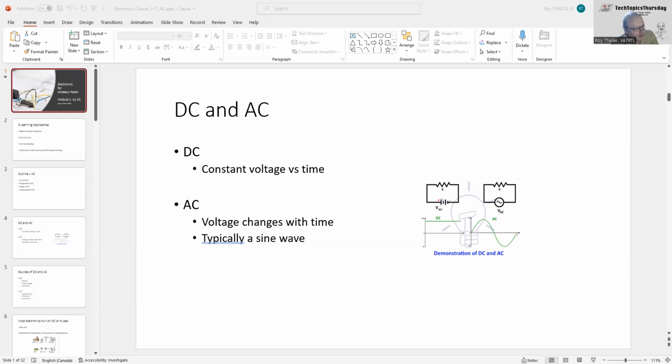Now, AC changes with time. So it starts off at zero, becomes positive, reaches a maximum, then starts going back down again, reaches zero again, then changes into a negative voltage, reaches a maximum negative voltage, and then goes back up to zero again. And typically, it's a sine wave, but there are different waves available.